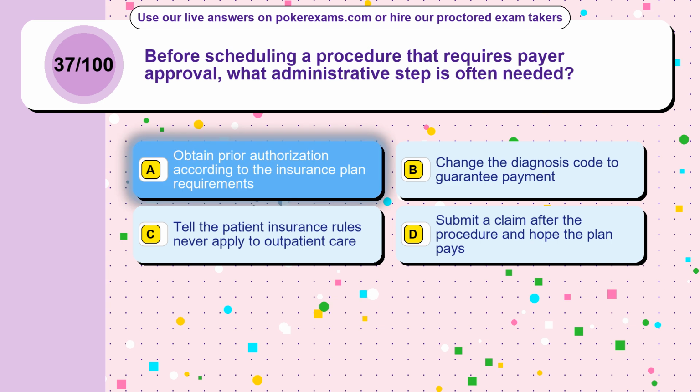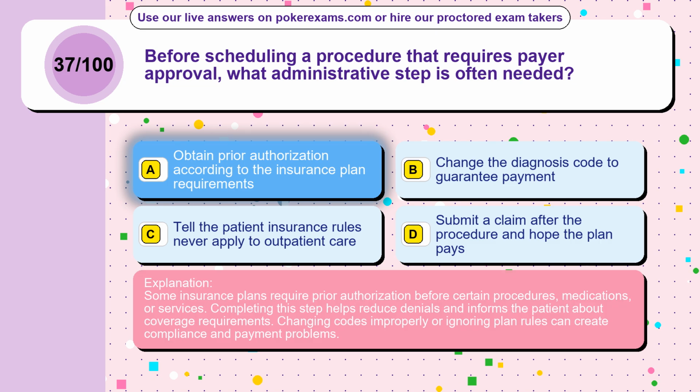The correct answer is option A, obtain prior authorization according to the insurance plan requirements. Some insurance plans require prior authorization before certain procedures, medications, or services. Completing this step helps reduce denials and informs the patient about coverage requirements. Changing codes improperly or ignoring plan rules can create compliance and payment problems.